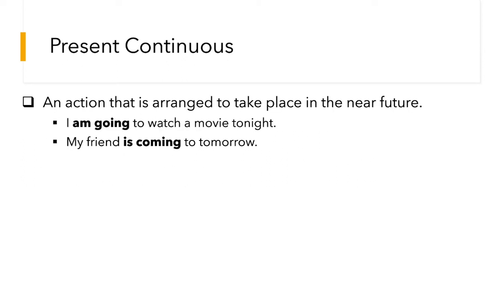And to express an action that is arranged to take place in the near future. I am going to watch a movie tonight. My friend is coming tomorrow. Sorry, there's a mistake in the spelling here, but my friend is coming tomorrow. So if you take these two examples, they are actually not happening right now. They are going to happen in the near future. But you can still use the present continuous to express those sentences, like, I'm going to watch a movie, my friend is coming tomorrow. Now let's go to present perfect.